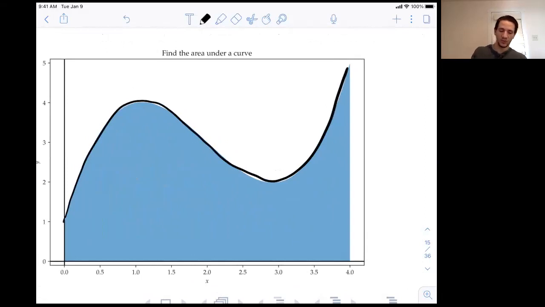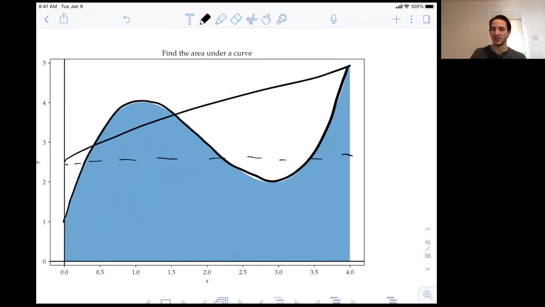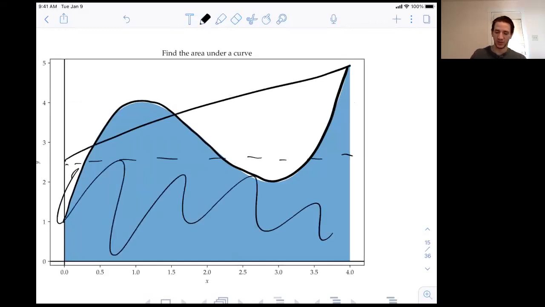Okay. So we can do this in the case of, say, straight lines. If this was just a horizontal line, well, then this is just the area of a rectangle. If this was, say, this straight line here, that's just the area of a triangle. And if I move this triangle up a little bit, then you can say the area of that shape is the area of a trapezoid, or the area of this rectangle plus that triangle.